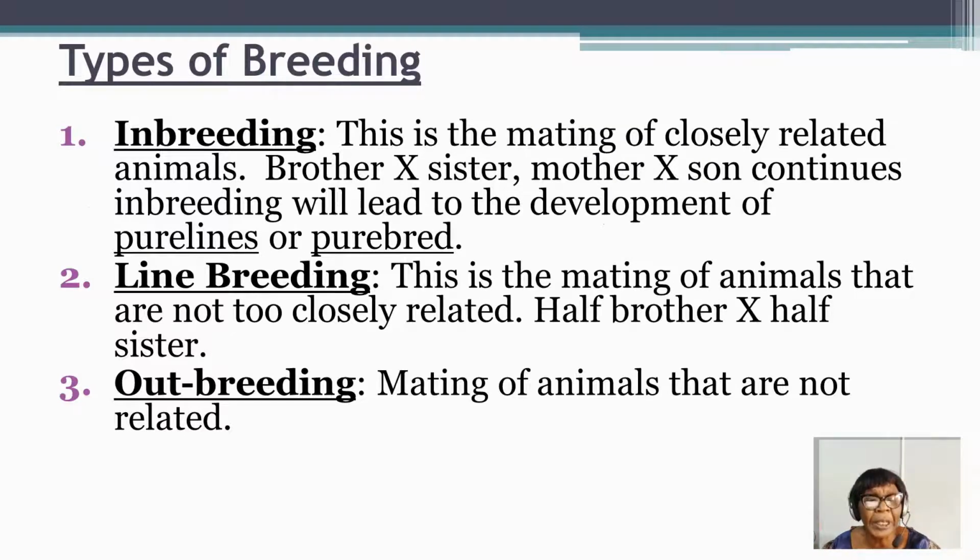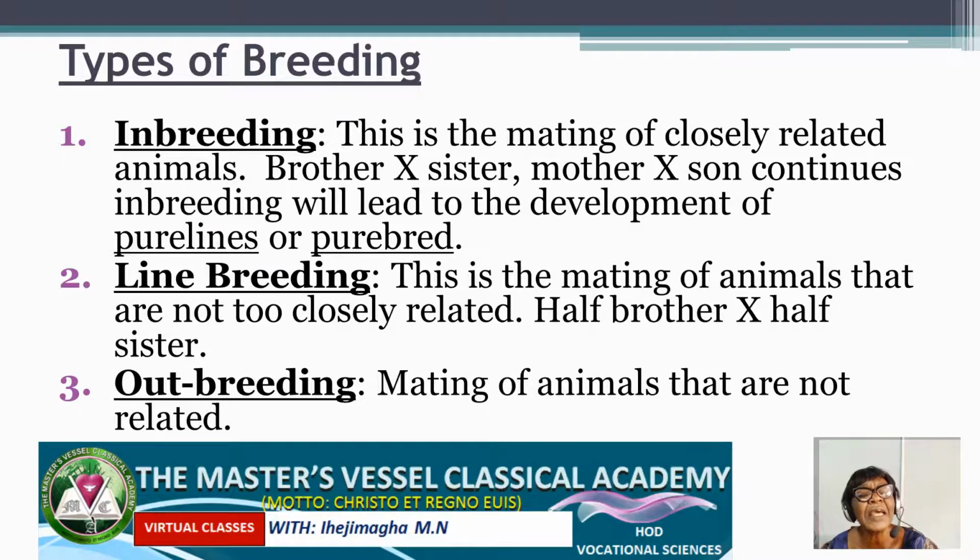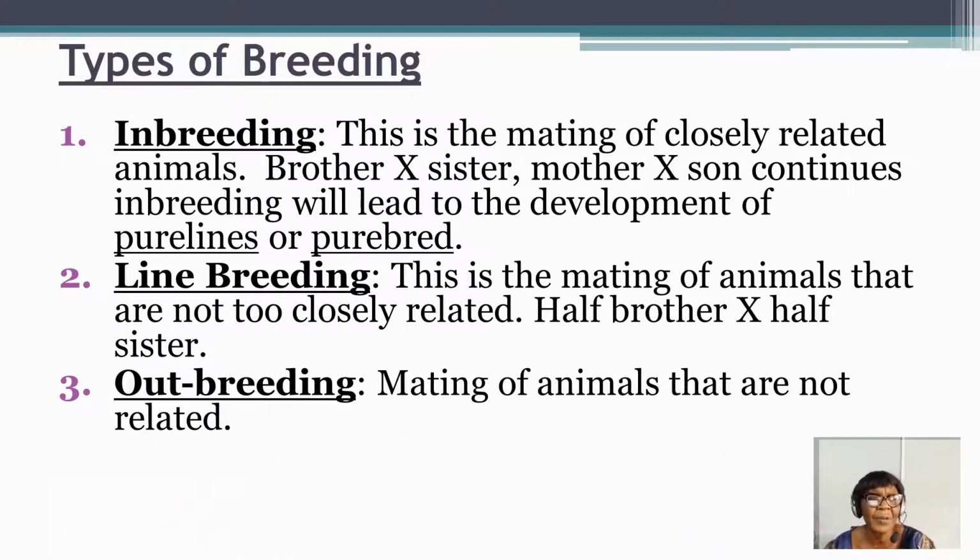Okay, we go to breeding. There are types of breeding. One, inbreeding. What do we mean by inbreeding? This is the mating of closely related animals. Mating of closely related animals. Do animals have relations?